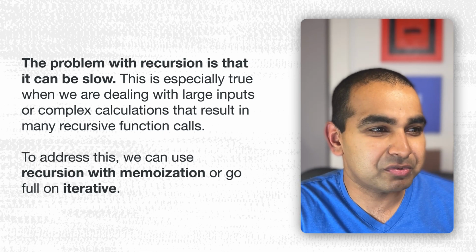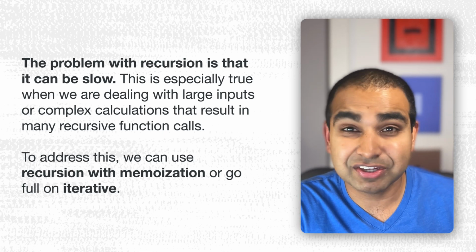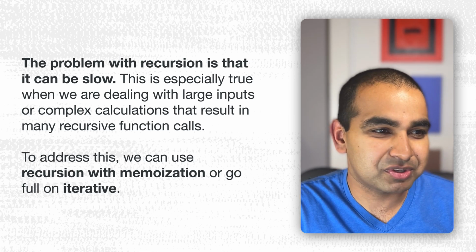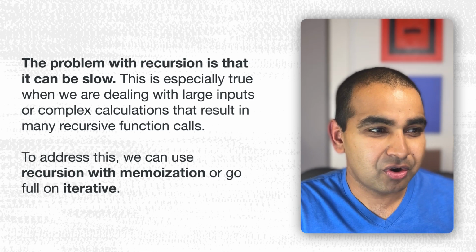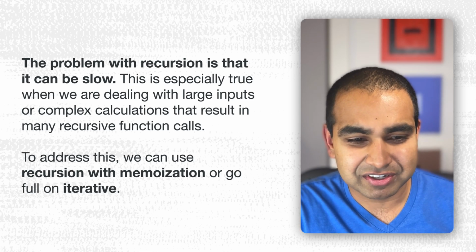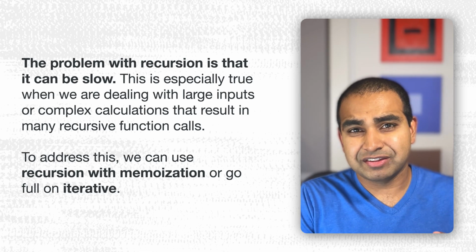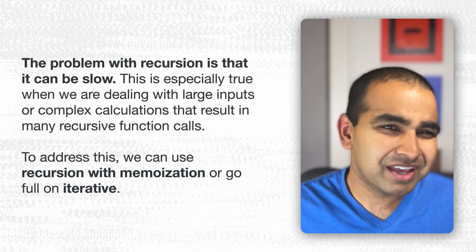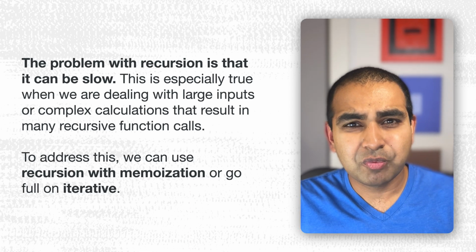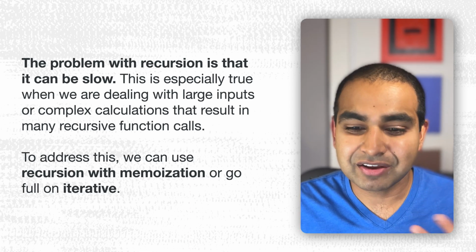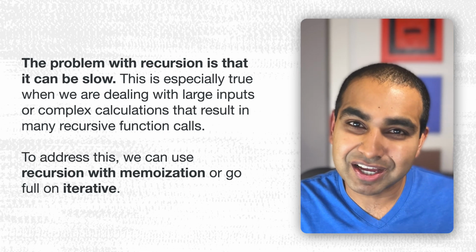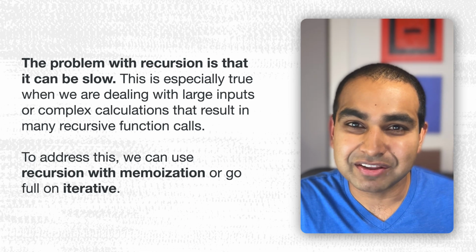And so the problem with recursion is that it can be slow. This is especially true when we're dealing with large inputs or complex calculations that result in many recursive function calls. To address this, we saw two other approaches: recursion with memoization, or going fully iterative. And when we looked at all of these optimizations in the context of calculating a number in the Fibonacci sequence, the concepts that we saw here will continue to carry over into other problems we'll be seeing in the future, especially other algorithms that do a lot of number crunching and many calls that are very similar to this.